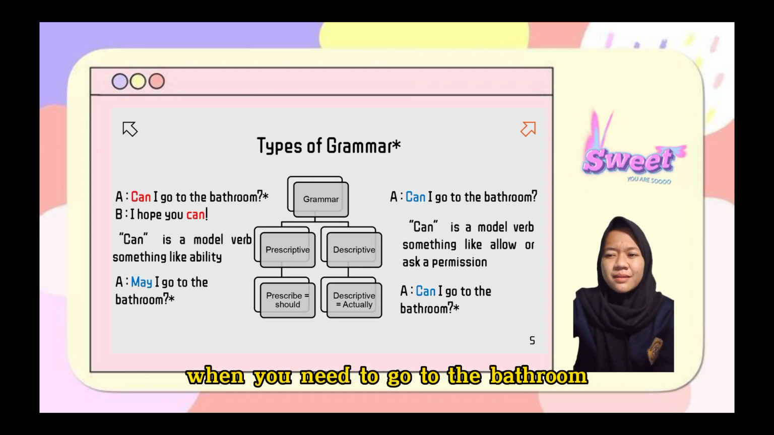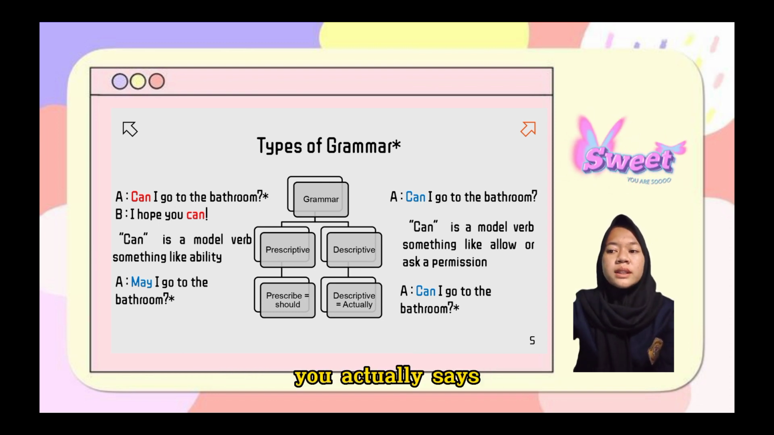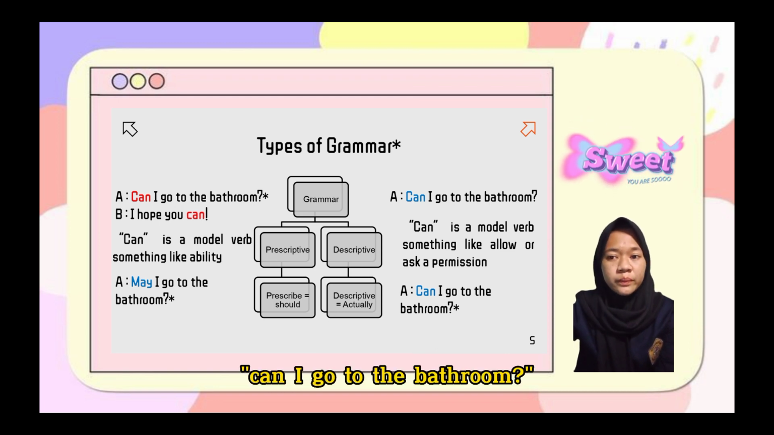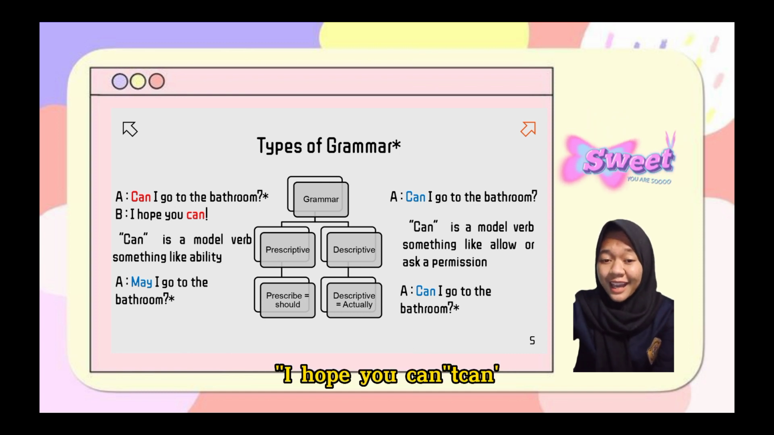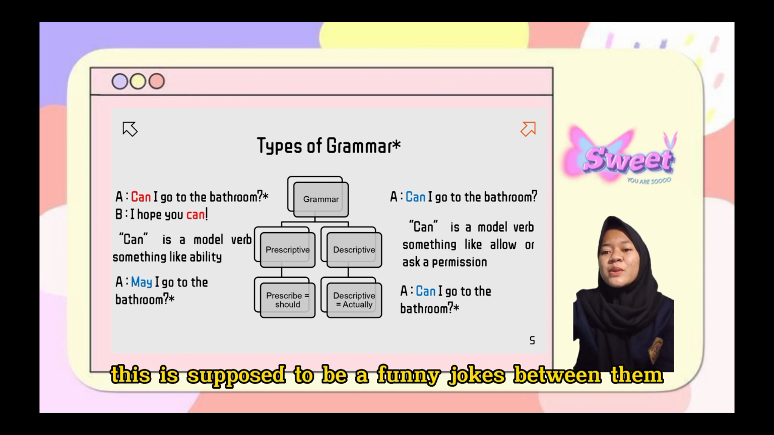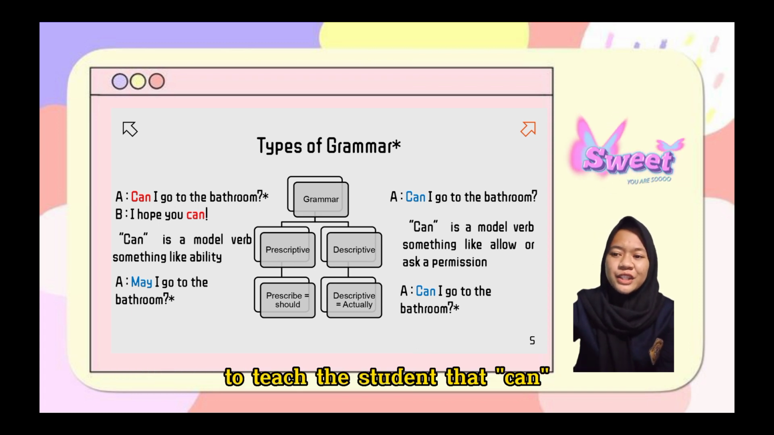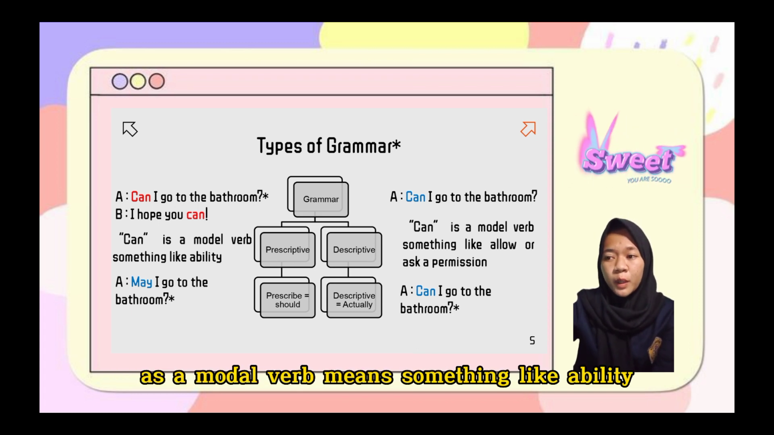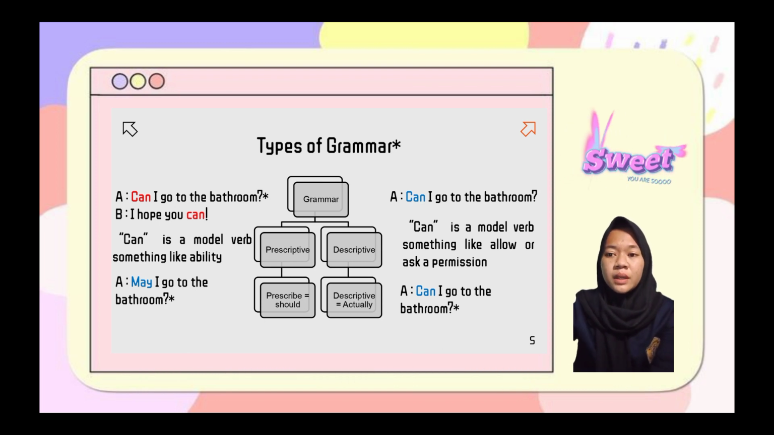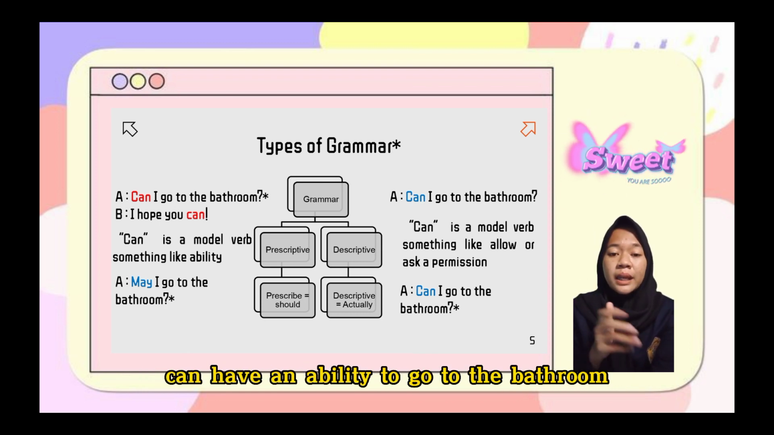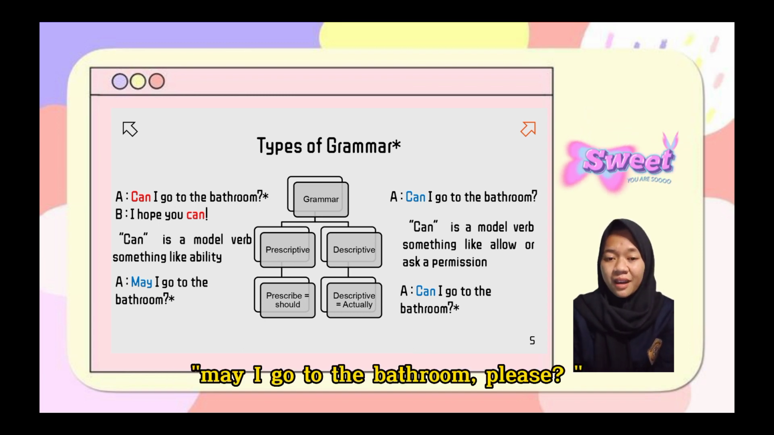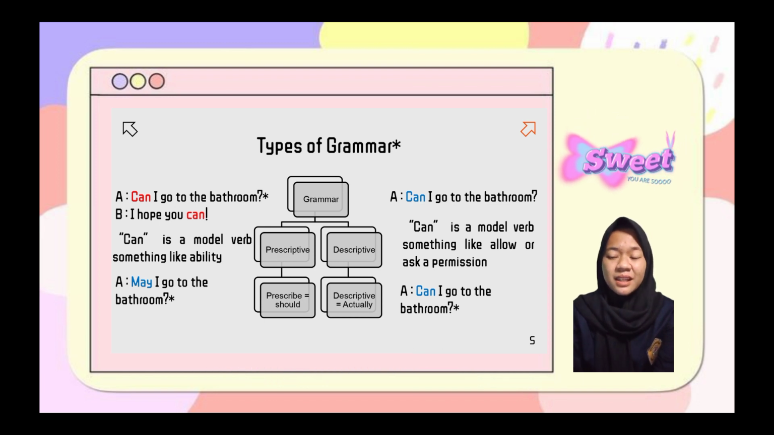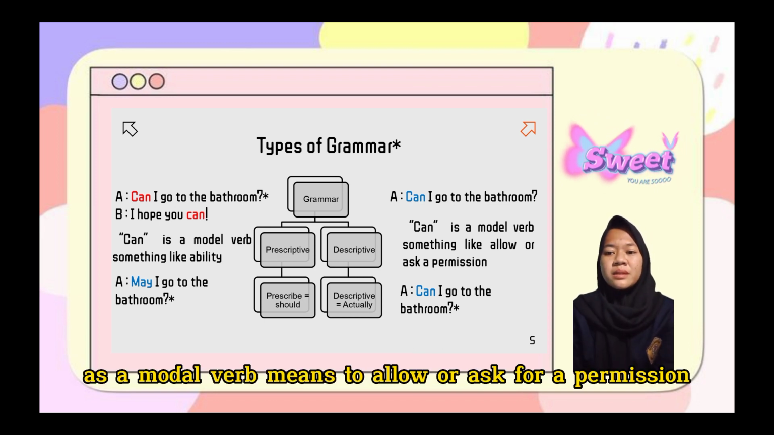When you need to go to the bathroom, you actually say, "Can I go to the bathroom?" to the teacher, right? And the teacher would reply, "I hope you can't." This is supposed to be a funny joke between them to teach the student that "can" as a modal verb means something like ability. So the teacher hopes that the student has the ability to go to the bathroom. The correct sentence is, "May I go to the bathroom, please?" Because "may" as a modal verb means to allow or ask for permission.